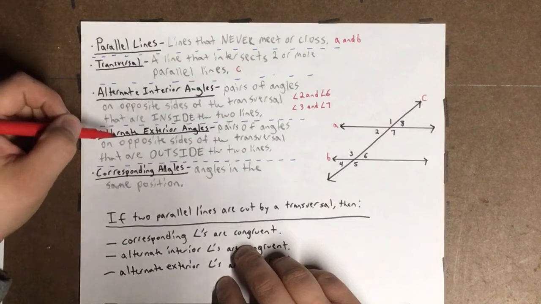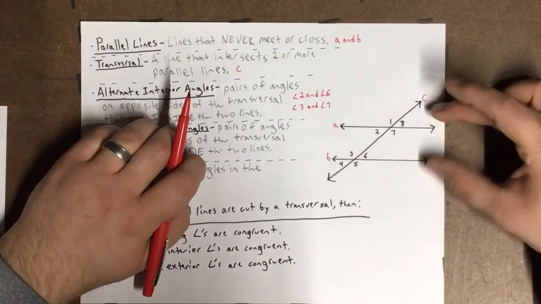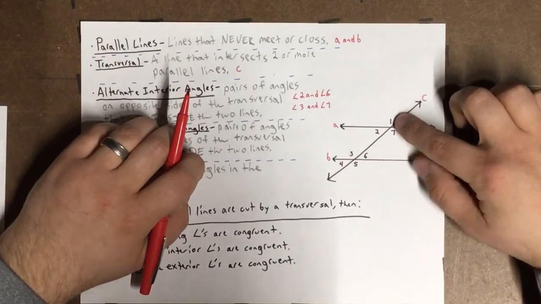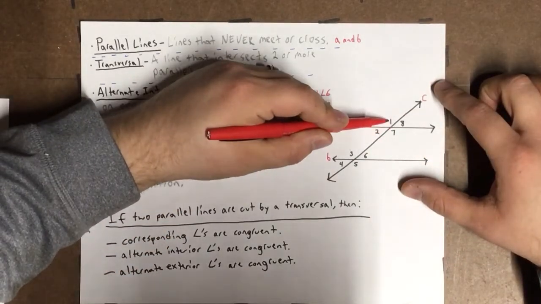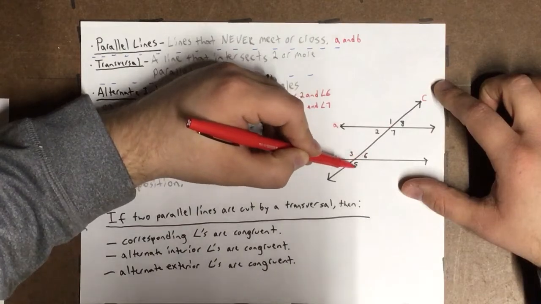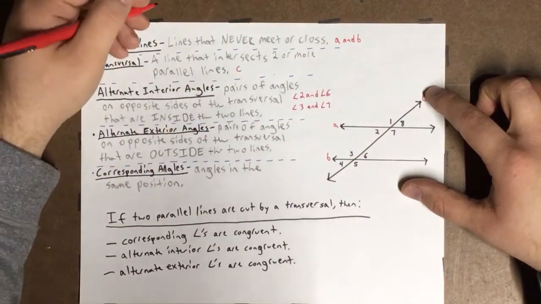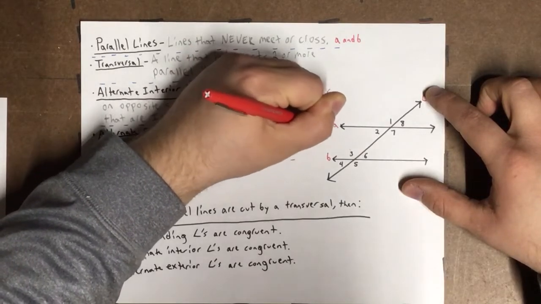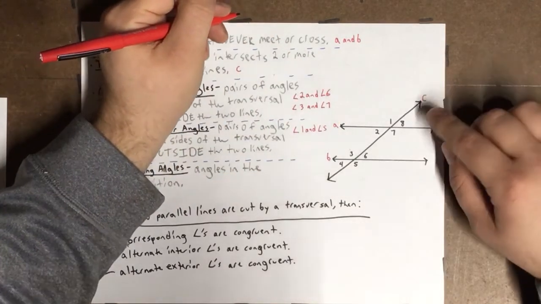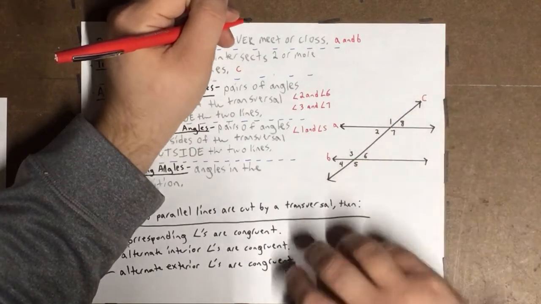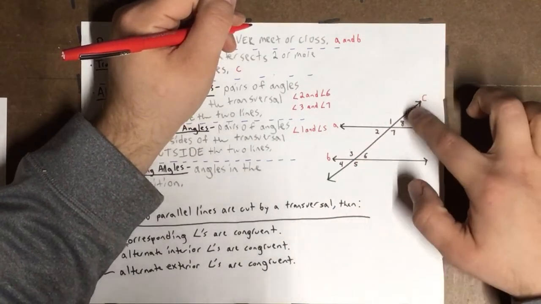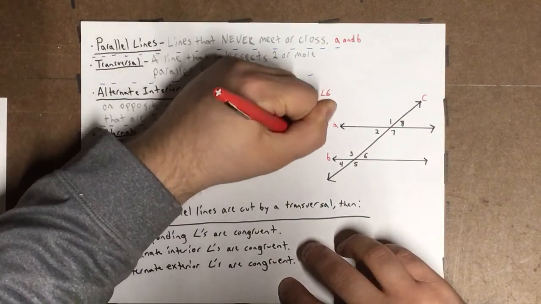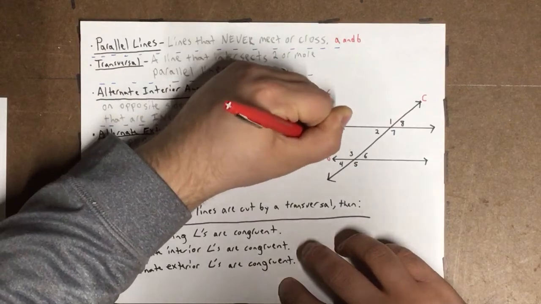Alternate exterior is the exact same thing, except now we're looking to the outside of these lines. So that's like angle 1, angle 8, angle 4, angle 5. Angle 1 is obtuse. It is on what would be the top or the left side. Going down here, 5 is on the bottom or the right. So an example of alternate exterior would be angle 1 and angle 5. I could also say the same thing about angle 8 and angle 4. They're both on the outside of these lines. One is underneath, one's on top, and they're both acute. So I'm going to call that angle 4 and angle 8.